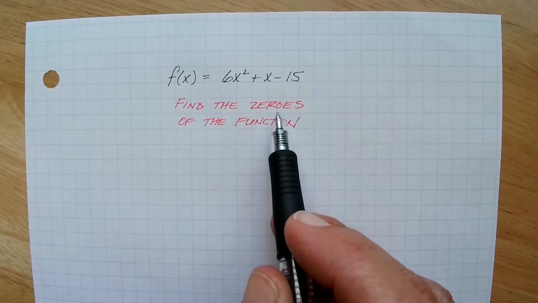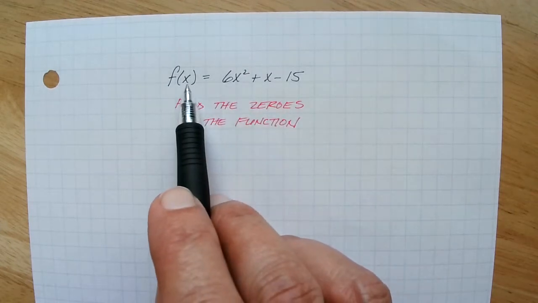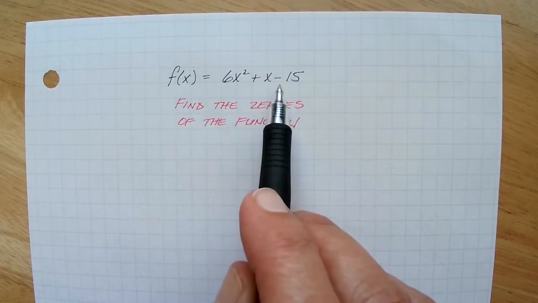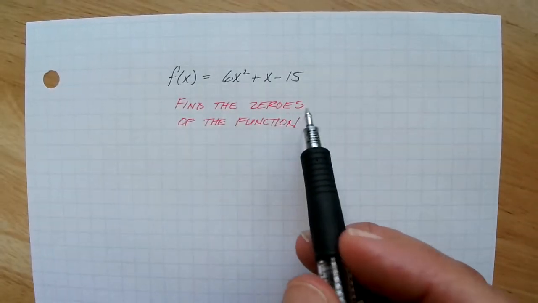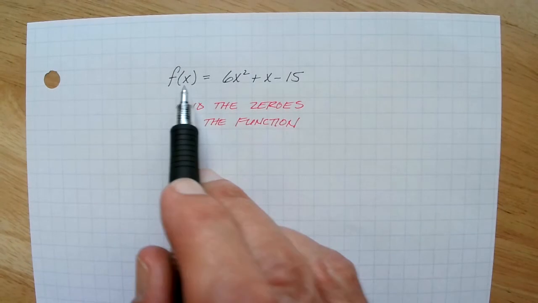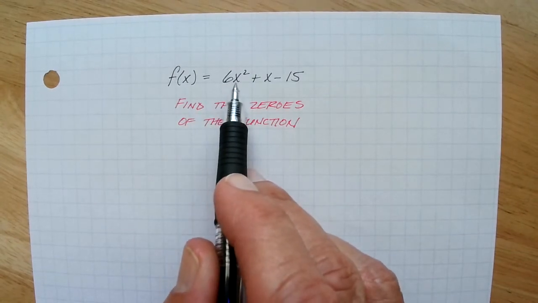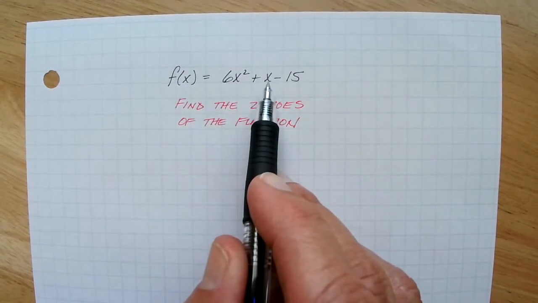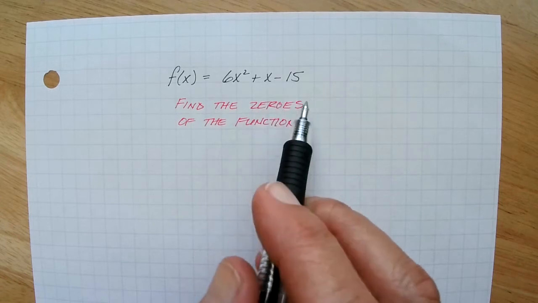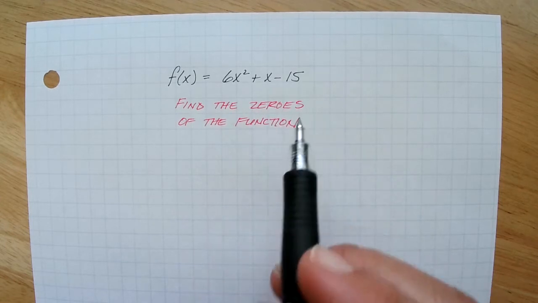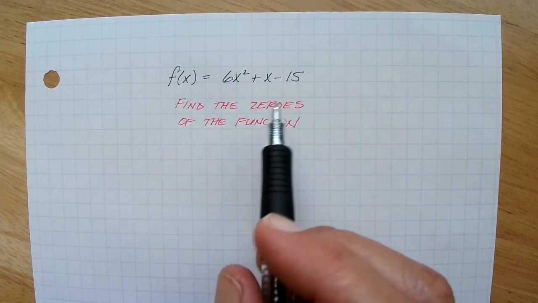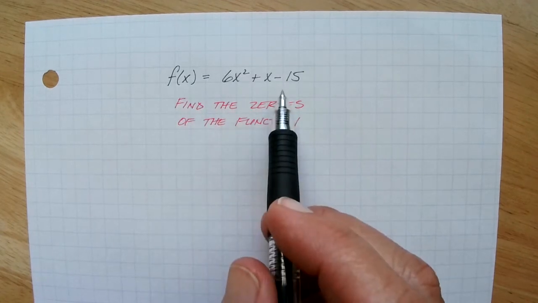A zero is a number you'd plug in to the function, and then the output would be 0. So for example, is 1 a zero? Well, let's see. If I take 1 and plug it in, 6 times 1 is 6, plus 1 makes 7. Take away 15 is negative 8. So the answer was not 0. Therefore, 1 is not a zero of this function.